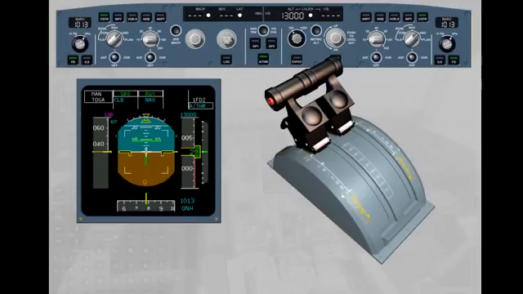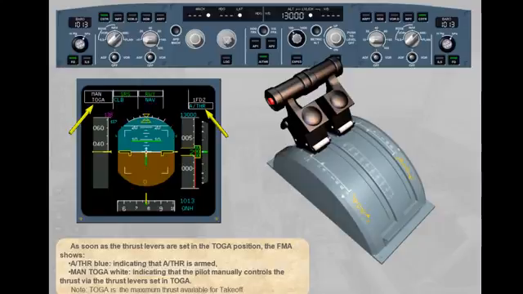As soon as the thrust levers are set in the toga position, the FMA shows autothrust blue, indicating that autothrust is armed, manual toga white, indicating that the pilot manually controls the thrust via the thrust levers set in toga. Note: toga is the maximum thrust available for takeoff.